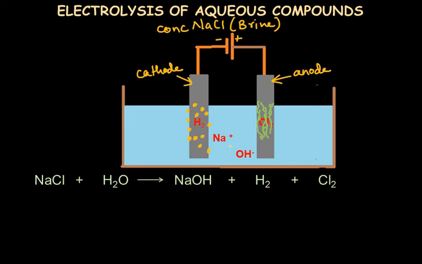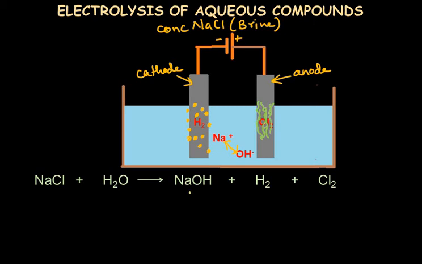And the reason is that when hydrogen and chlorine gas are formed at the cathode and at the anode, NaOH, that is sodium ions and hydroxide ions, are left over in the electrolyte, forming NaOH aqueous solution, that is, sodium hydroxide solution is formed in the electrolyte. So another product which is formed here is the sodium hydroxide solution.